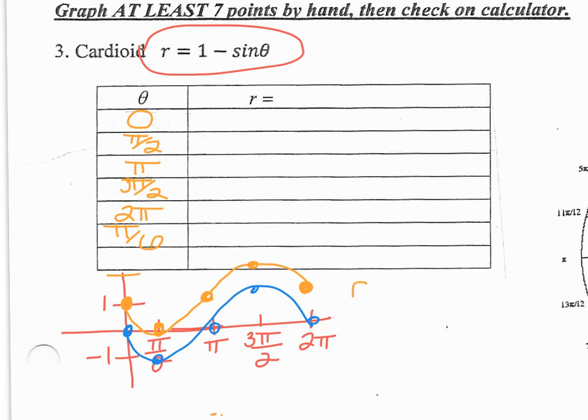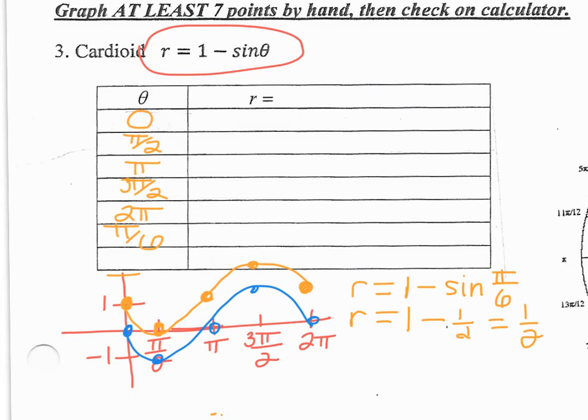So if I want to know what's the radius when theta is pi over 6? That's the question here. So if I take my function 1 minus sine pi over 6. And again, the reason I chose pi over 6 is because it's 30 degrees and sine 30 is a half. So it's a nice, easy number. So I go 1 minus a half, so it's just a half. Okay, so there's one nice number.